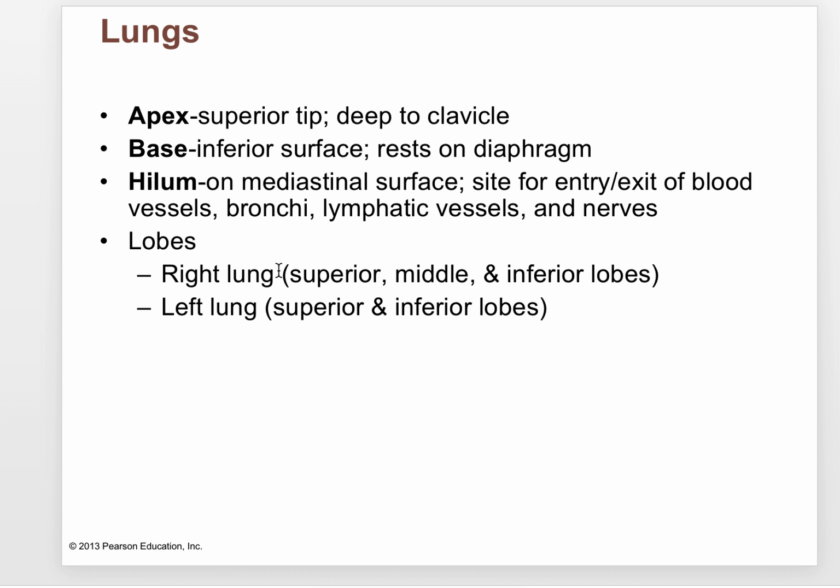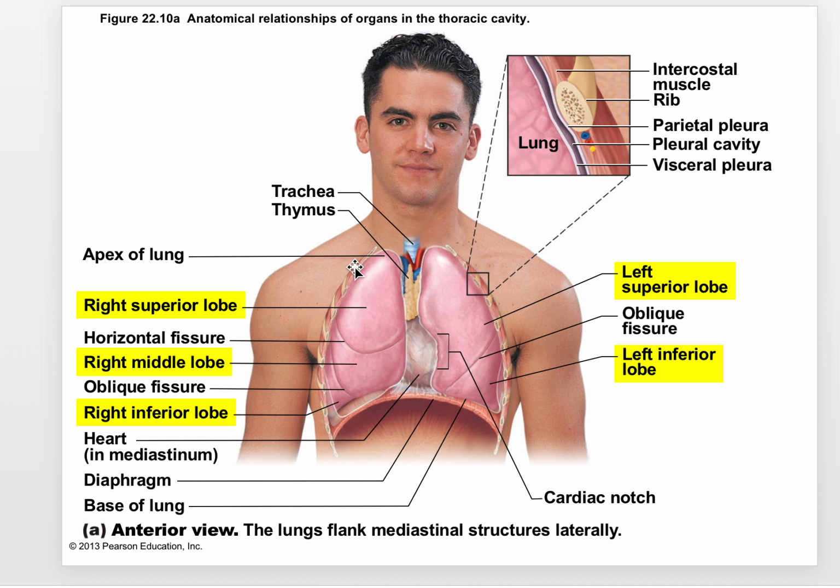The apex of the lung is the superior tip. The base of the lung rests on the diaphragm. The hilum is the mediastinal surface. It's the entry and exit of the blood vessels, the bronchi, the lymphatic vessels, and nerves. And remember we said that the right lung has 3 lobes, the left lung has 2 lobes. Here's the left lung with 2 lobes, the right lung with 3 lobes. Here's the apex of the lung, and the base of the lung by the diaphragm.